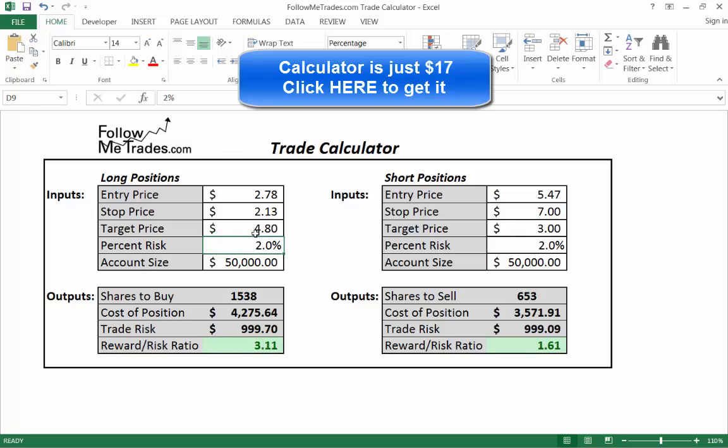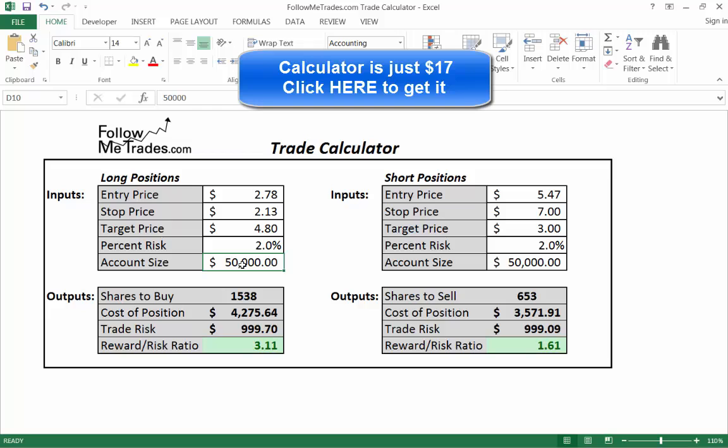Now, this is the percent risk that I'm using. If you've seen the video on risk management, this means I'm not willing to lose more than 2% of my account on any given trade. Now, if you want to change this, you can. You can put in a different level there. There's 3% or whatever. I really like 2%. That's worked well. And then this is the account size, $50,000.